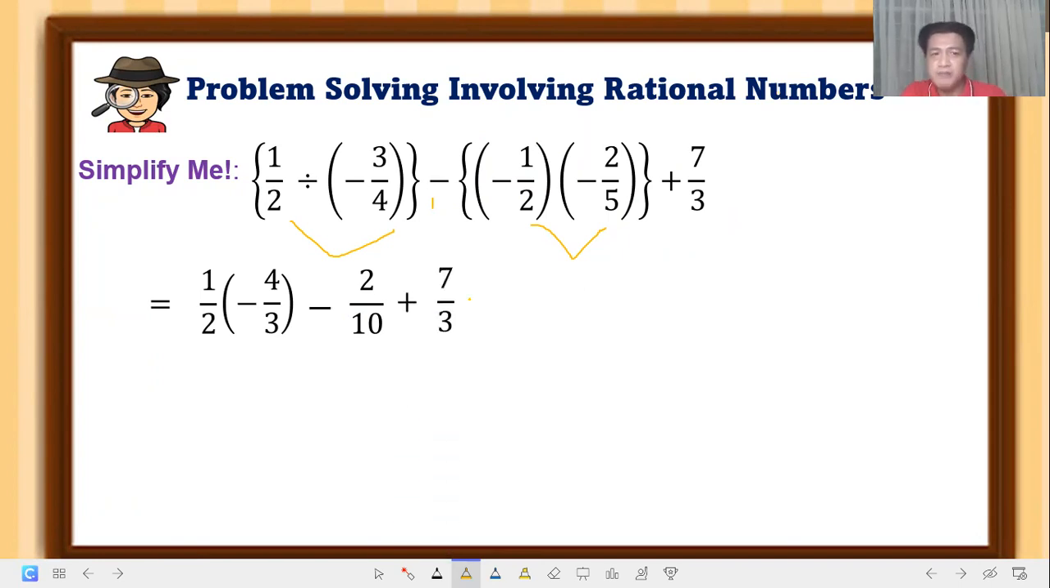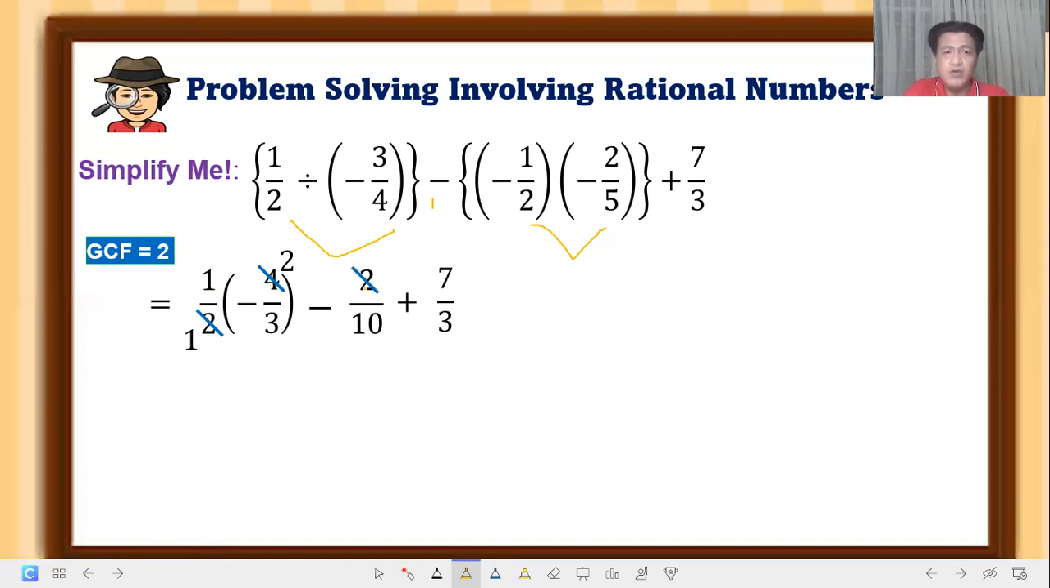And then, di ba sa PEMDAS, meron pang parenthesis. Before you add subtract, you have to perform first. What is simplified of this? Okay, so dito meron tayong pwede makancel. Di ba? 4 tsaka 2, they are divisible by 2. Kaya nga 4 divided by 2, that will become 2, and 2 divided by 2, that is 1. Kaya yung natira, you have to multiply 1 times 2, that is 2.